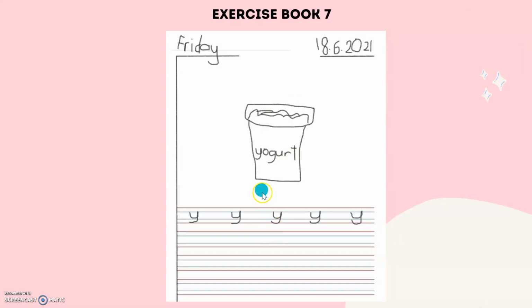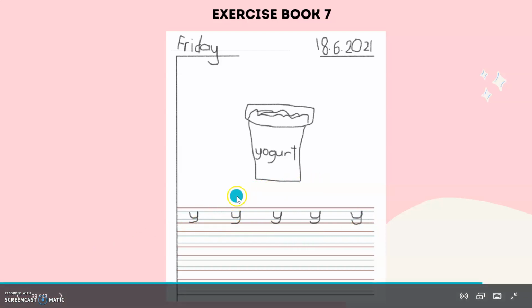And the next page, the last sound that we have learned today, is Y. Follow the same steps. Write down the day and also the date, and then write Y 5 times. Okay, choose the picture that you like. Teacher chooses yogurt and then teacher writes yogurt.